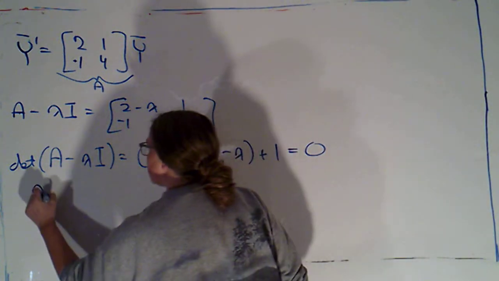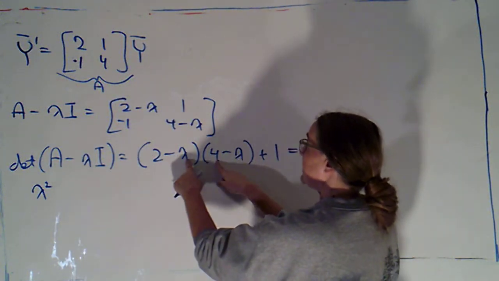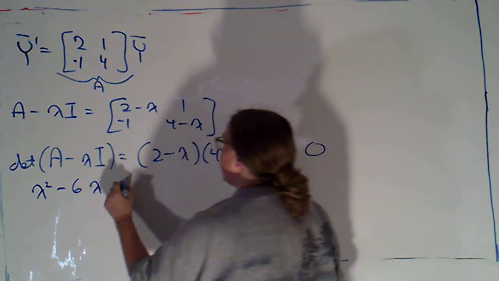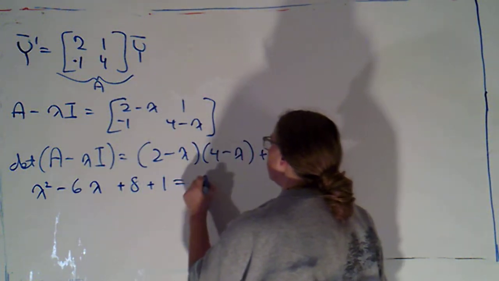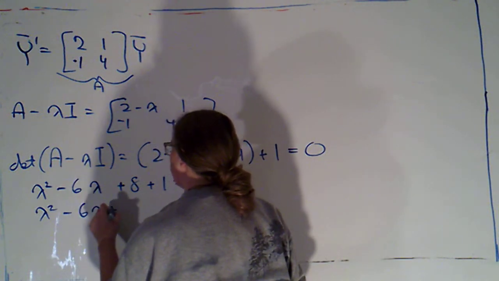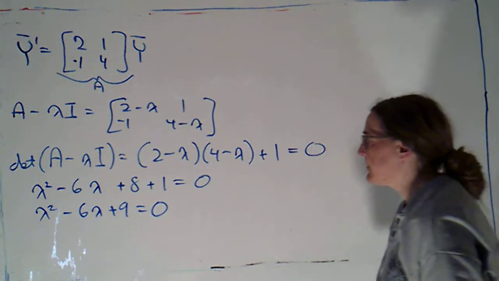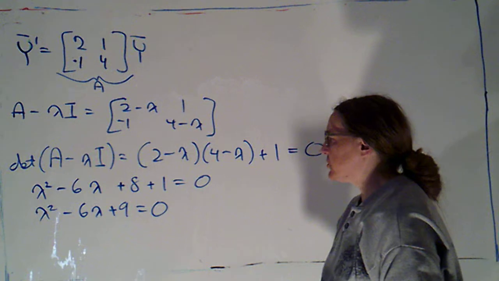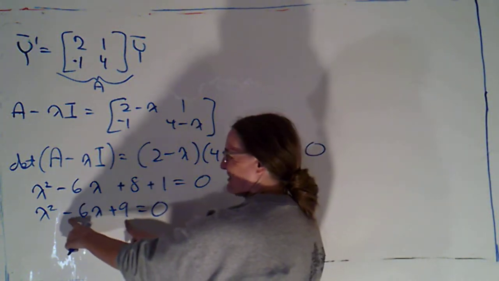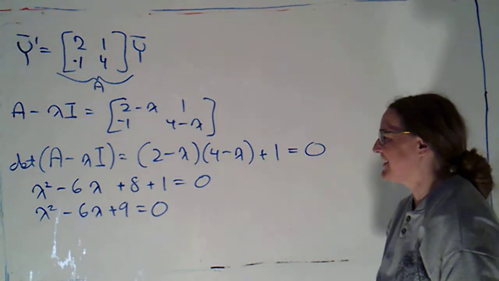I'm going to get a lambda squared, minus 2 lambda minus 4 lambda is minus 6 lambda, plus 8 plus 1 equals 0. So lambda squared minus 6 lambda plus 9 equals 0. Now that's not going to factor particularly nicely. Do be careful with the signs. If that was a plus 6, this would just be lambda plus 3 squared. It's not, it's a minus 6.